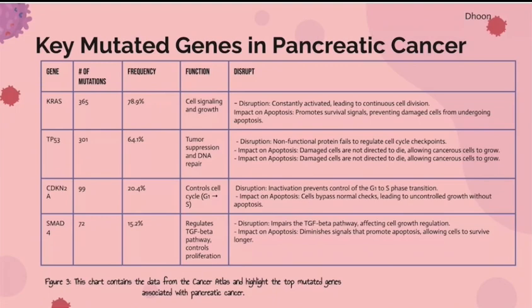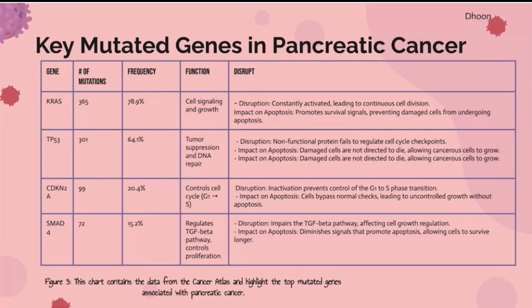SMAD4. SMAD4 regulates the TGF-beta pathway, which is vital for controlling cell proliferation. Disruption of SMAD4 impairs this pathway, affecting the regulation of cell growth. Moreover, it diminishes signals that promote apoptosis, allowing cells to survive longer than they normally would.